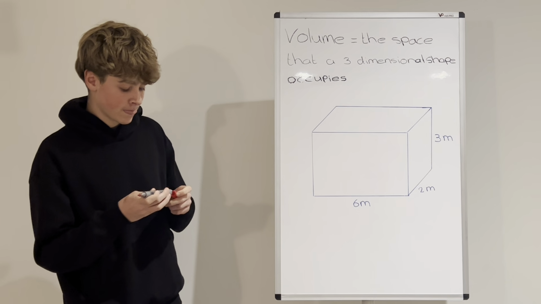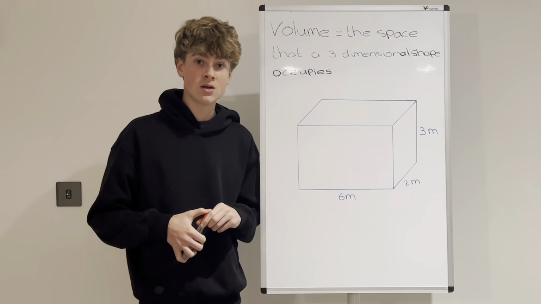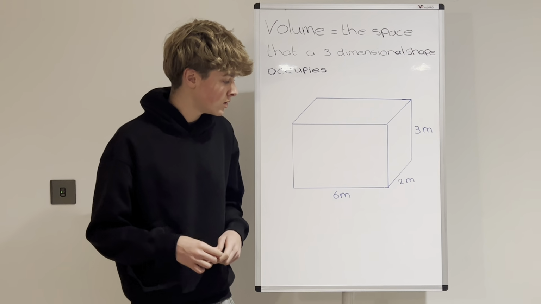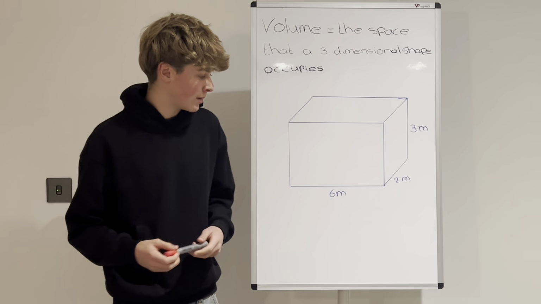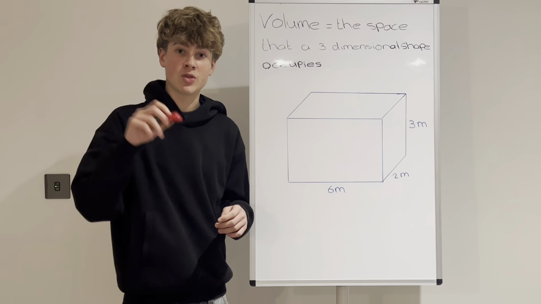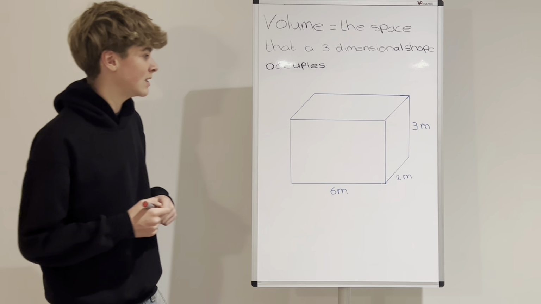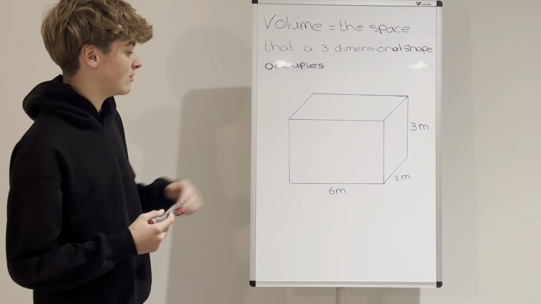The volume is calculated in cubic units, meaning that at the end of your answer, because we're using meters for our example, instead of just meter, you put meter and then a little 3, which represents the cubic unit. So let's start by calculating the volume of this rectangular shape.